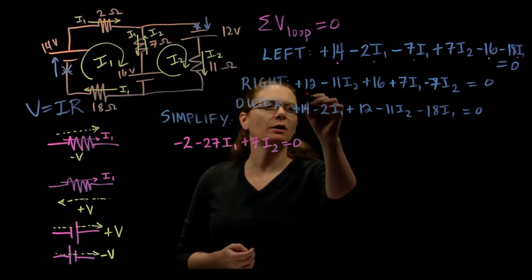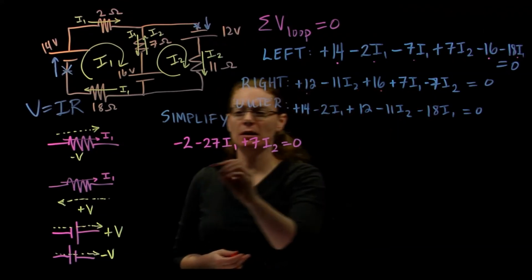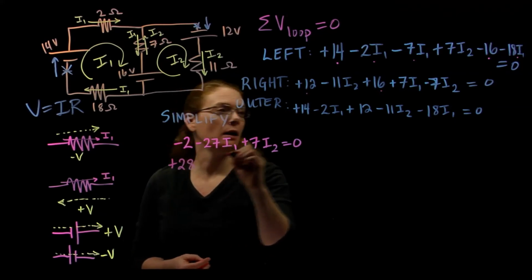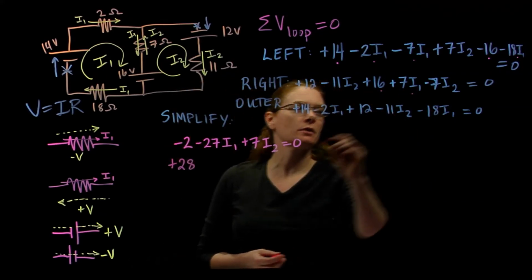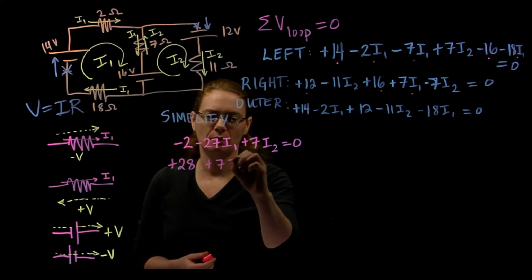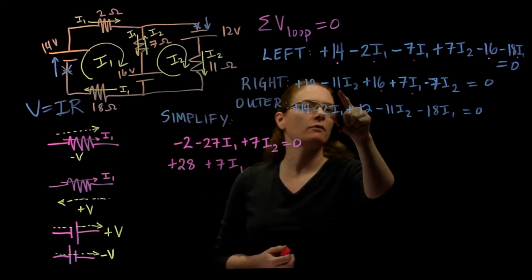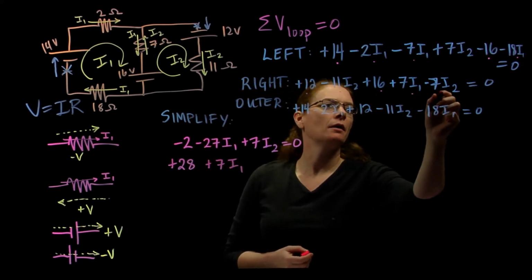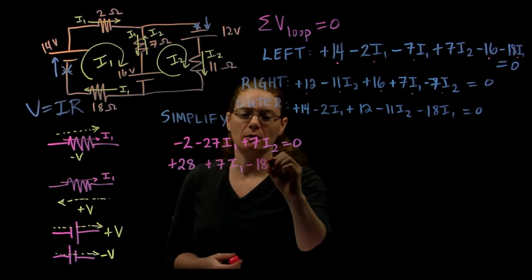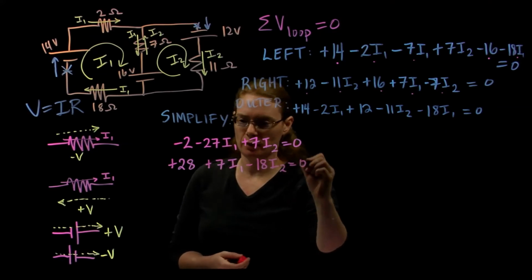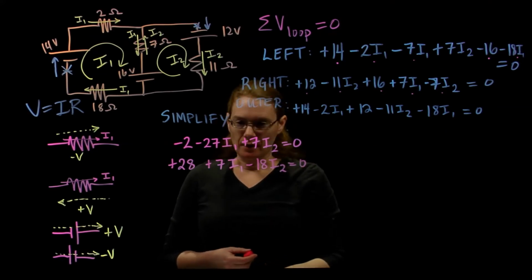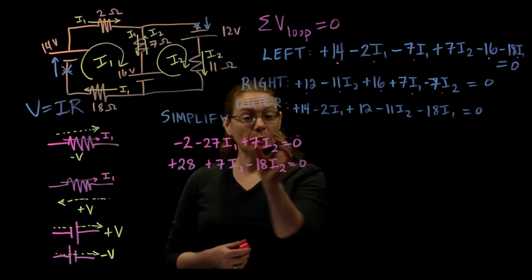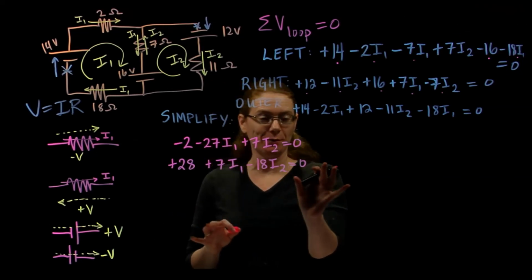Simplify this one. I have a plus 12 and a plus 16. That gives me a plus 28. How many I1s do I have? Just a positive 7. And I2s, I have negative 11 and negative 7. There we go, 28 plus 7 I1 minus 18 I2. And make sure you keep these in order if you want to do this method.